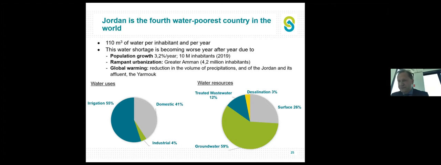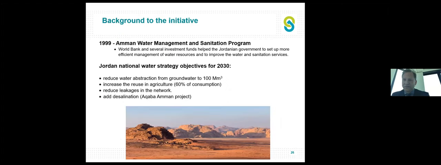If we go to the next slide, I think from a very positive perspective, the Jordanian authorities have been working with a strategic vision for many years on how to manage their water and wastewater sector. The World Bank has been very involved. Many international financial institutions have been involved and have supported the Jordanian government in building up a whole set of projects to manage within the difficult context that I explained.